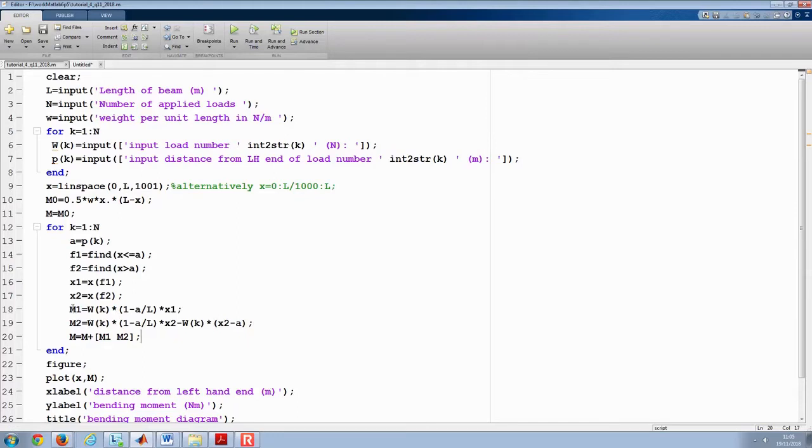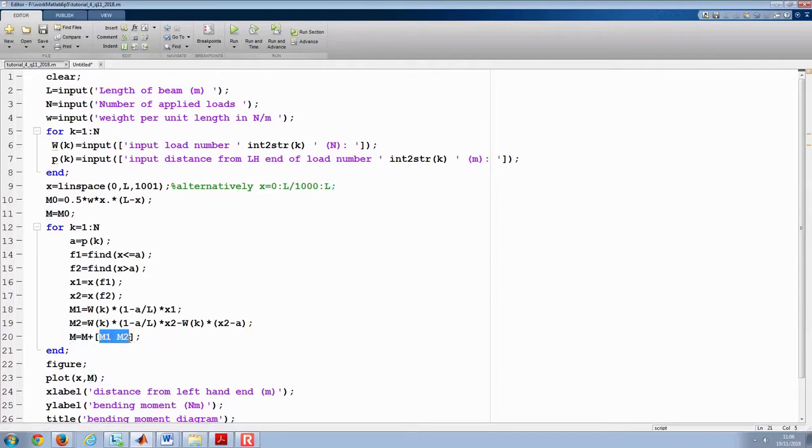Now I join m1 and m2 together like this in square brackets, and then add that vector to the current value of m. So take the current vector m and update it with the bending moment distribution due to load number k, which is composed of two parts, a part to the left of the load and a part to the right of the load, joined by square brackets like this. That resulting bending moment distribution due to load number k on its own is added to the current bending moment distribution, so every time m is being updated, every time you go through the loop.